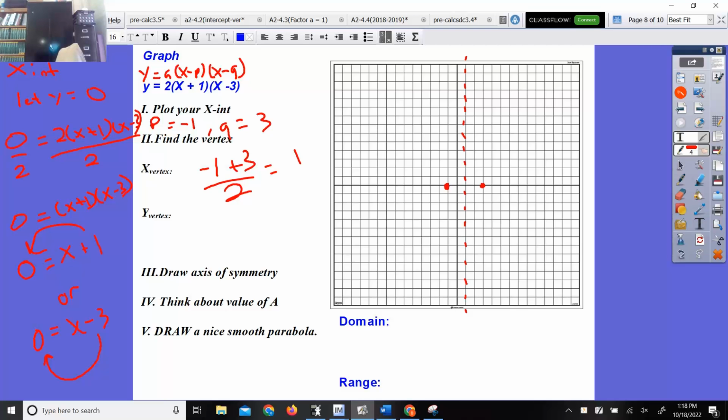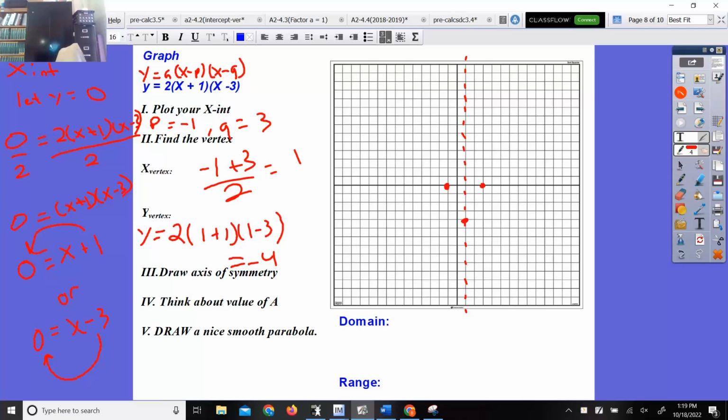Now that you have x, how do you get y? The original equation had a 2 in it. x is 1 now. So 2 times 1 plus 1 times 1 minus 3. Do you understand what just happened there? Everywhere I saw an x, I let it be 1. Maybe do a little math. 0. I agree with negative 4. It's not 0, it's negative 4. What was the x value? 1. So 1, negative 4. The vertex.